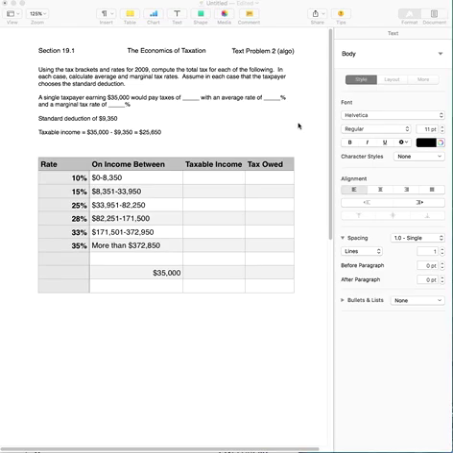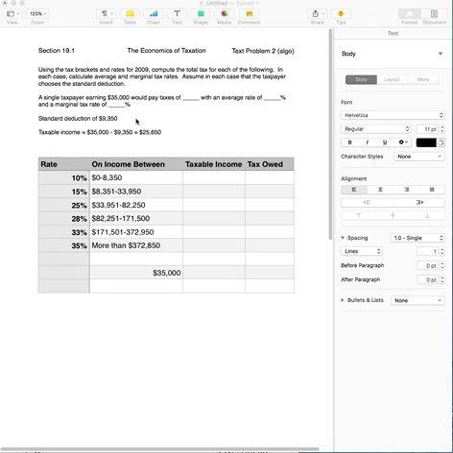Using the tax brackets and rates from 2009, compute the total tax for each of the following. In each case, calculate average and marginal tax rates. Assume in each case that the taxpayer chooses the standard deduction. A single taxpayer earning $35,000 would pay taxes of what? With an average tax rate of, we're going to calculate that, and a marginal tax rate.